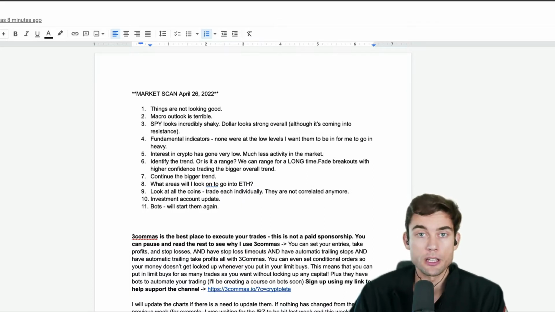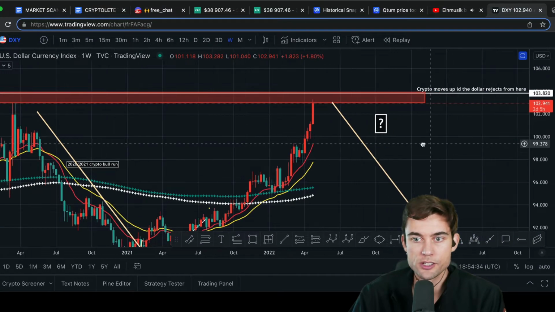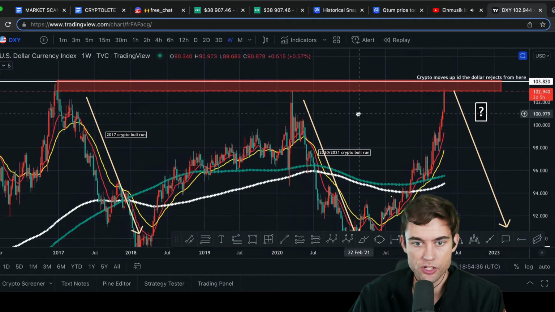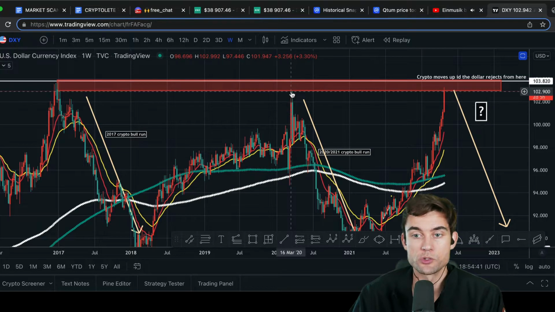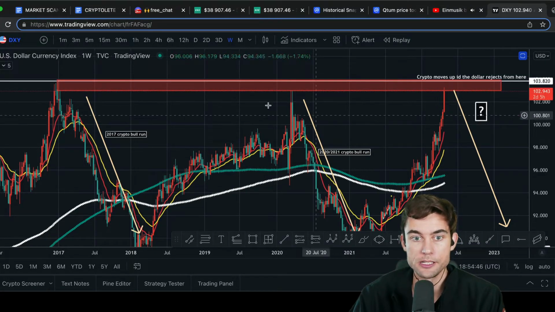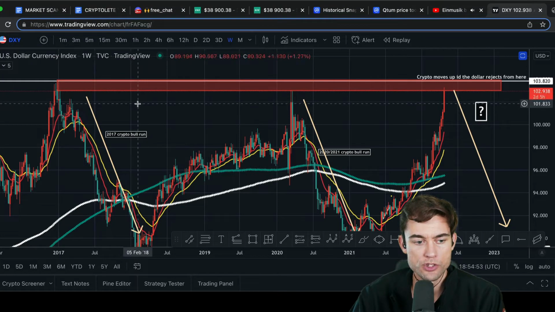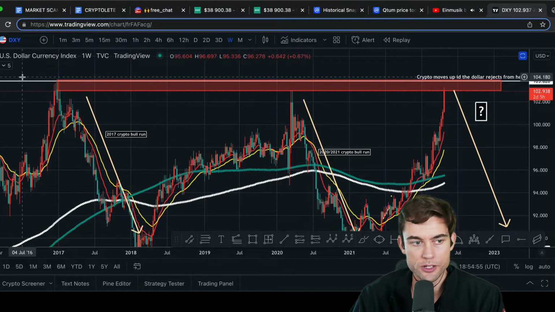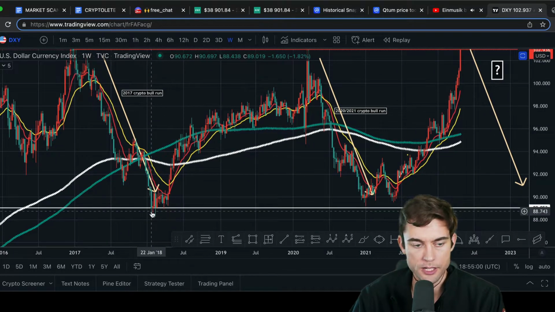Although it is coming into a resistance, which if we take a look at the chart right here, you can see that it's coming into the previous resistance, which was the start of the crypto bull cycle, which is why I'm thinking that cryptocurrencies will probably have a pretty decently nice move up. So January 2017 all the way up until January 2018 was the first crypto bull cycle, and you could see that the dollar was just going down tremendously at that time.